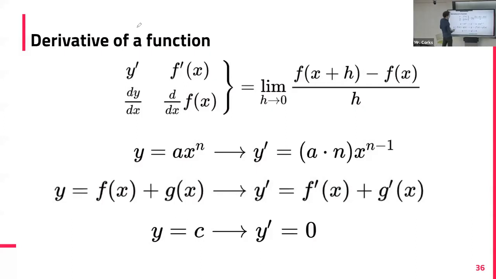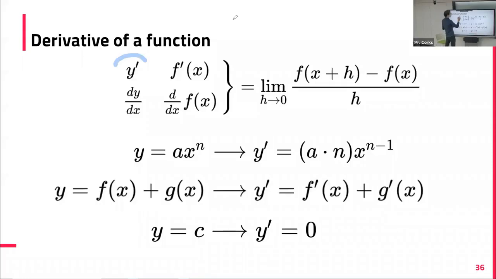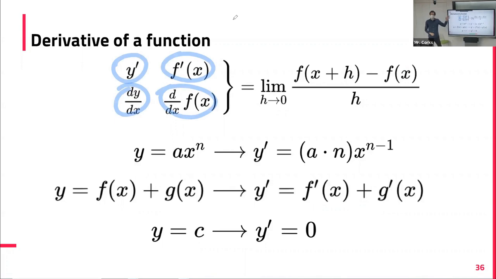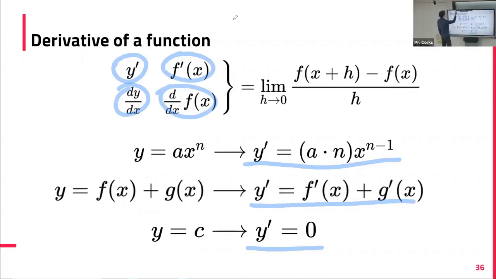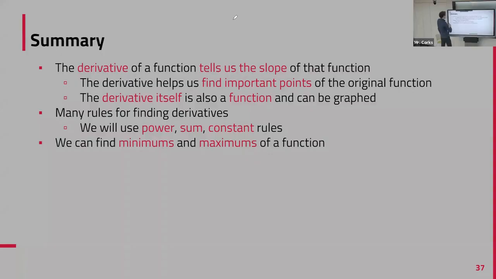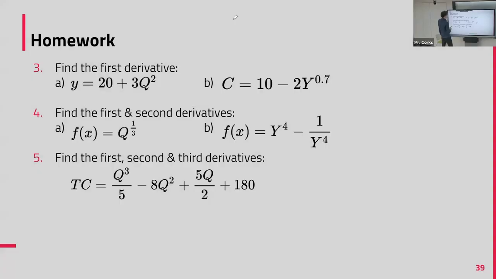Right. So derivative rules. Sorry, derivative notation first. 1, 2, 3, 4 things that all just mean find the derivative. And then we have 3 different rules. We have power rule, sum rule, and constant rule that we have been using. So these 3 rules you need to remember and be ready to use.